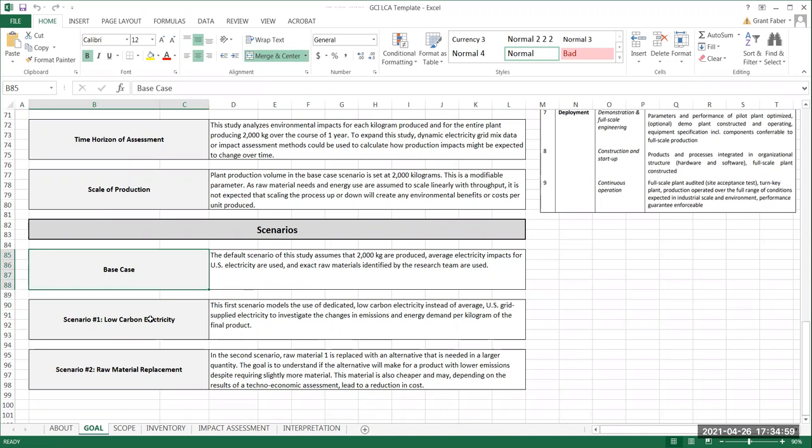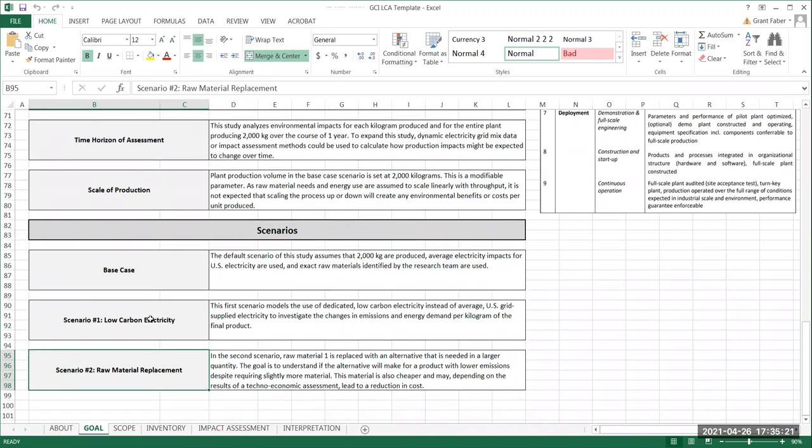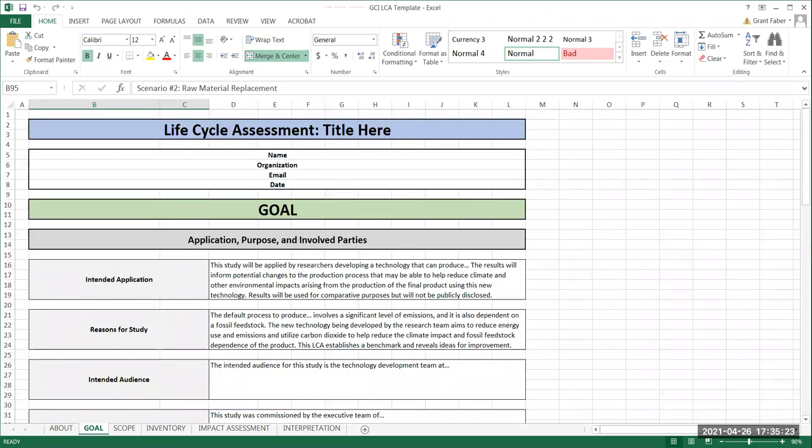The base case is just the default scenario, so if you don't turn on any scenario switches or anything like that, this is just what the model is modeling. This is what the template is modeling, and then we have these two scenarios here as well, with the first representing low carbon electricity being used in the process, and the second representing the replacement of one of the constituent raw materials in the process. And so those will come up again later.